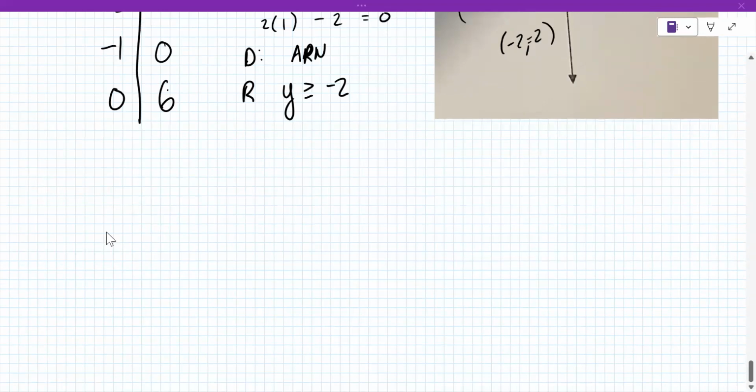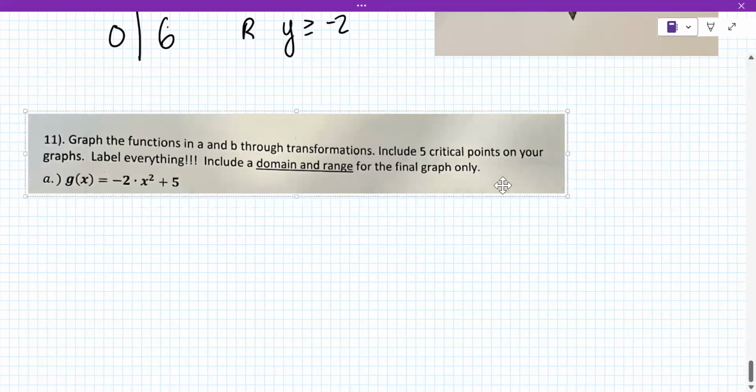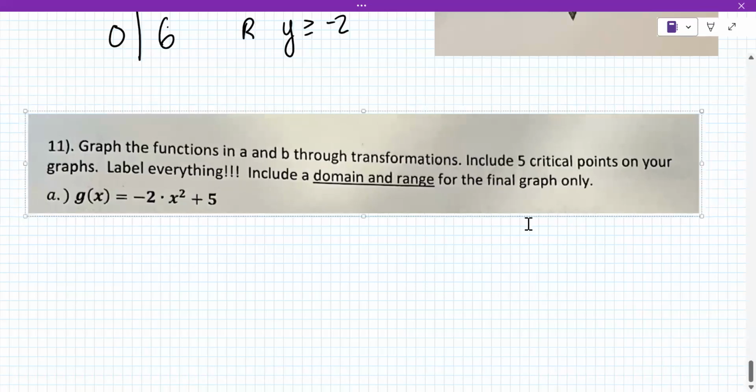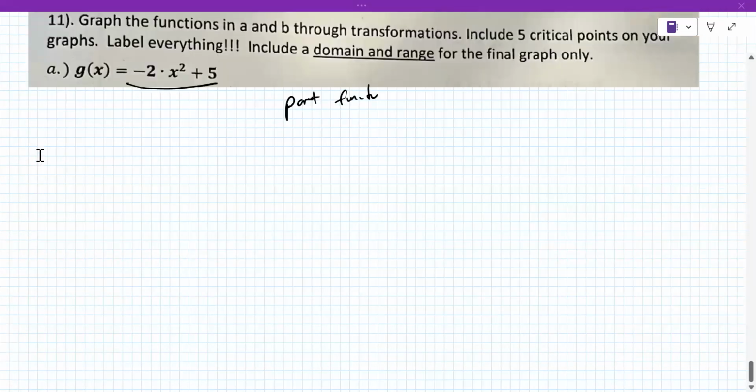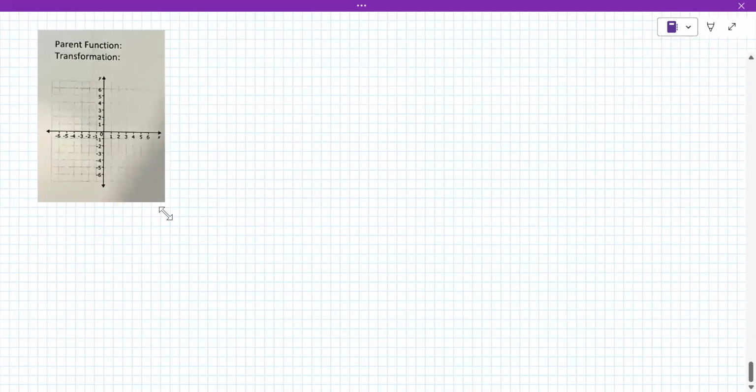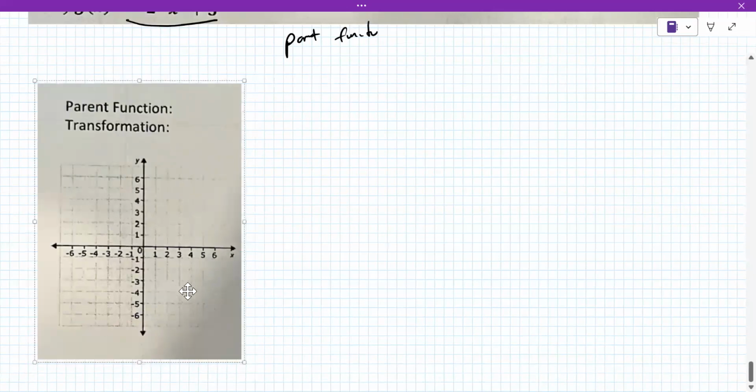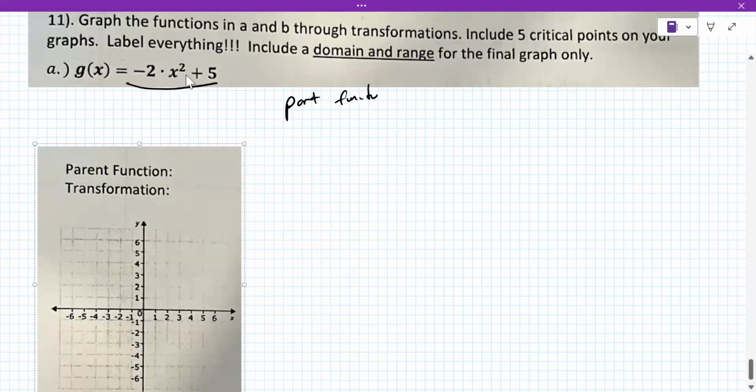All right. Number 11 starts out by saying, graph the functions using transformations. So the first thing is you have to decide, what is the parent function? When you look at the function here, something stands out to me. I've seen that before. It's like when you step up to the plate and the pitcher throws a pitch and you're like, oh, that's a fastball. It's a slider. It's a curveball. Whatever it is, right? So what do you see in here? What stands out to you?